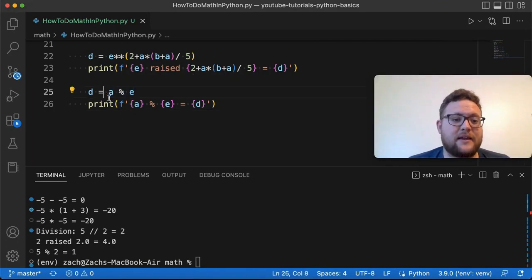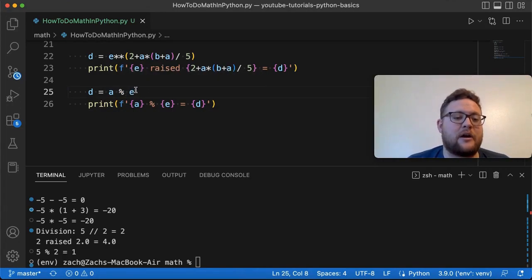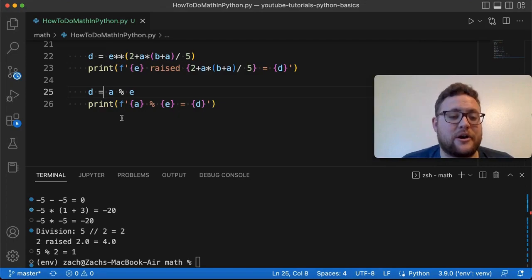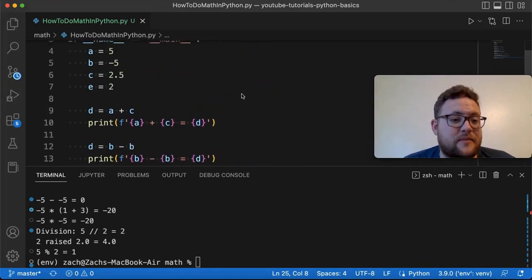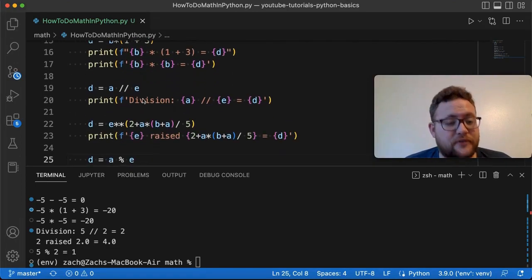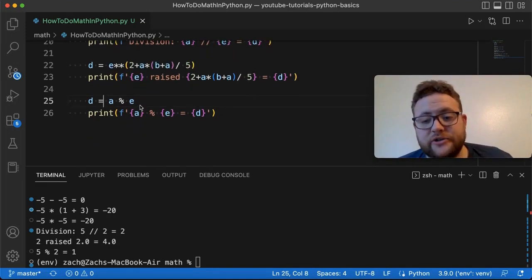This sign is saying, given this value and the other value, what is the remainder left when this value goes into that value. That is how you do the modulus operator in Python. All right, so these are the basic ways that you can do math in Python: addition, subtraction, multiplication, division, floor division, exponentiation, and modulus operators, right?